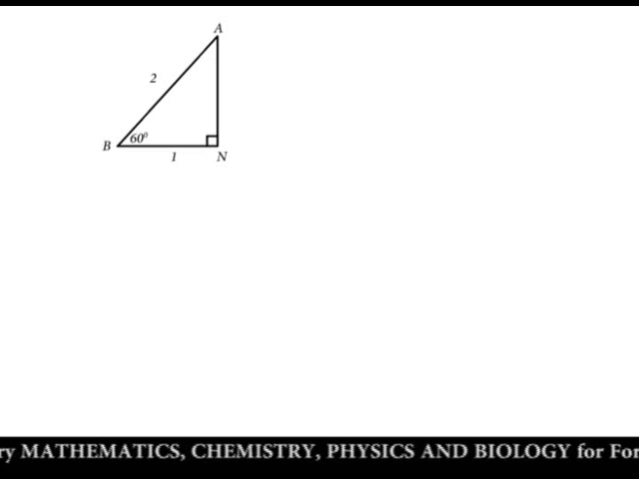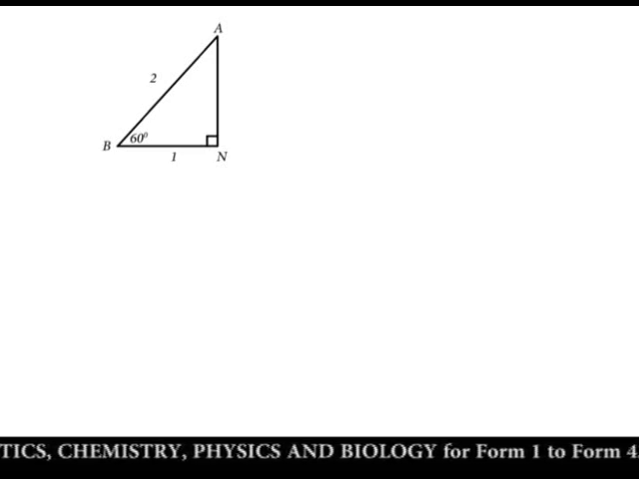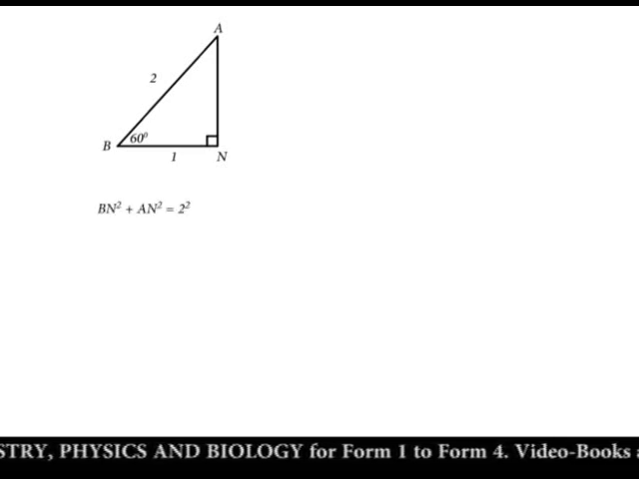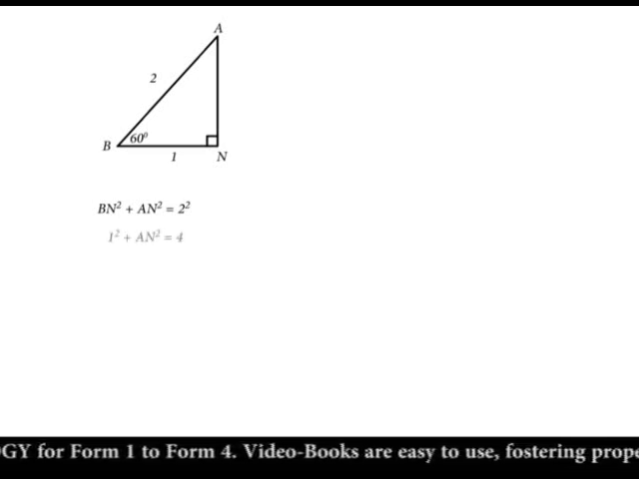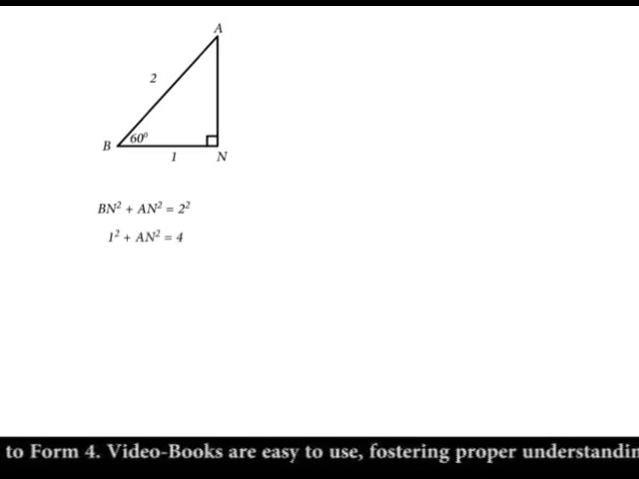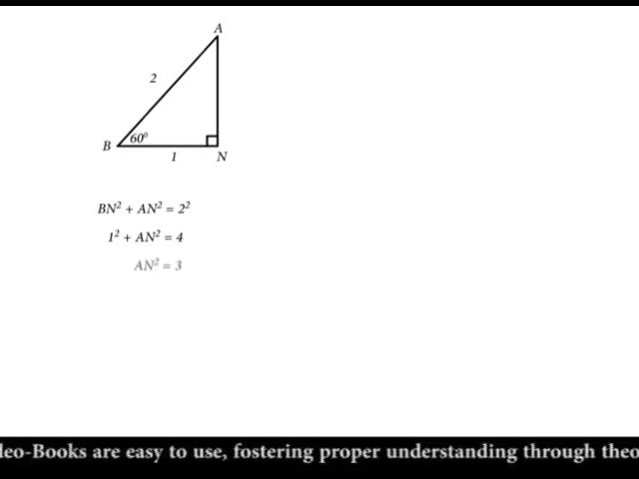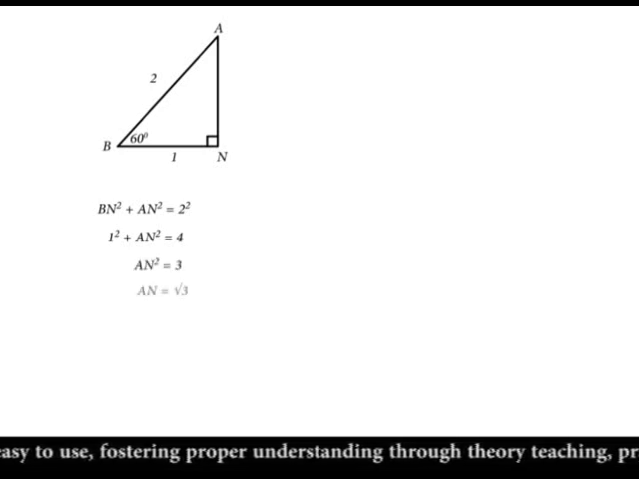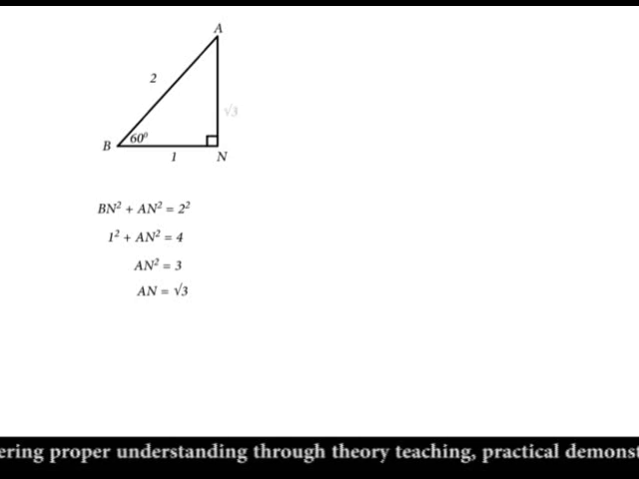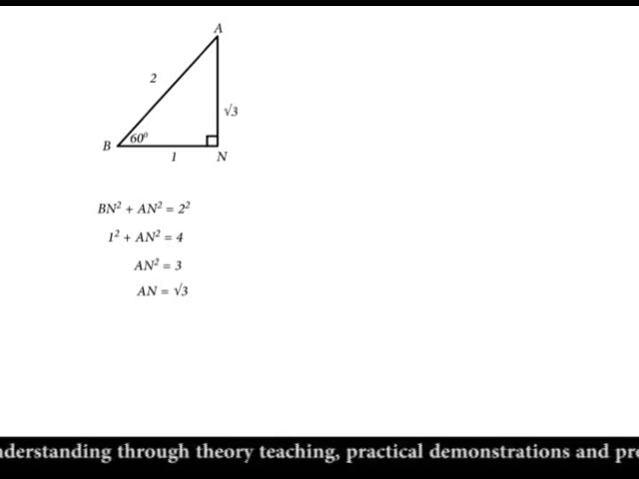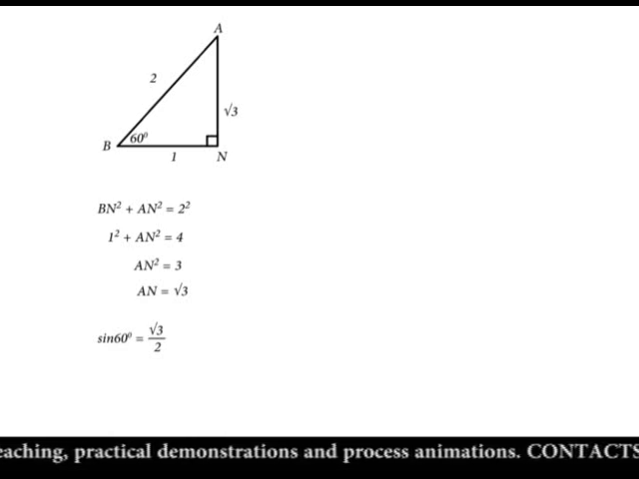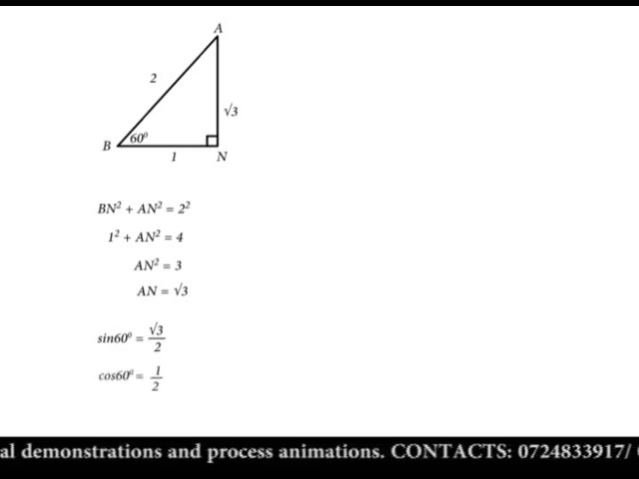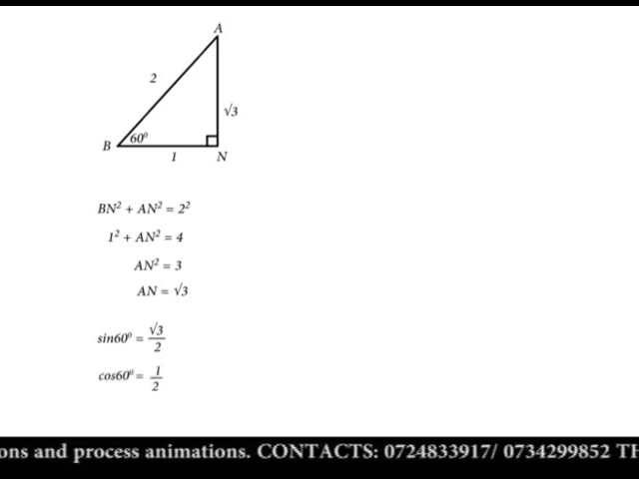Using the Pythagoras theorem, we shall have BN squared plus AN squared is equal to 2 squared. 1 squared plus AN squared is equal to 4. AN squared is 3 and AN is the root of 3. Sin 60 is equal to AN over 2 and that is equal to root 3 over 2. Cos 60 is equal to 1 over 2.